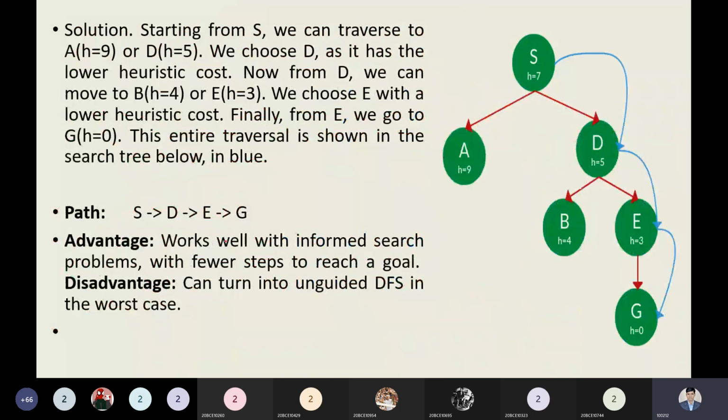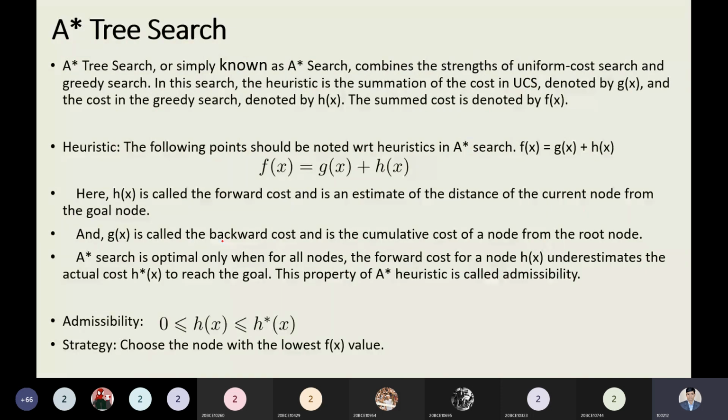Now, A star tree search. This seems to be very complex, but it is very easy. From this example, you can easily understand. This seems very simple to us, but it is not that simple. We have to add two parameters. One is G(x) and the other one is H(x). A star tree search is simply known as the A* search algorithm. That is a more important algorithm. I can write it over here for your notes. A* search algorithm is very important for your examinations as well as your career.